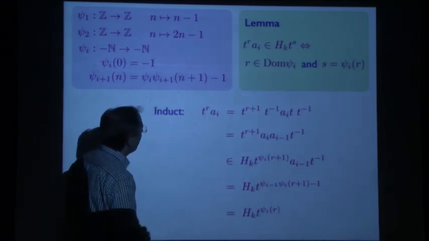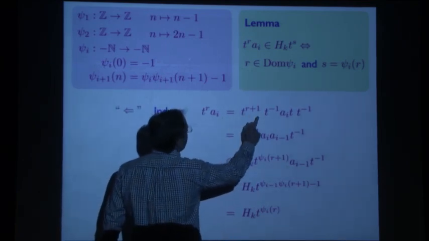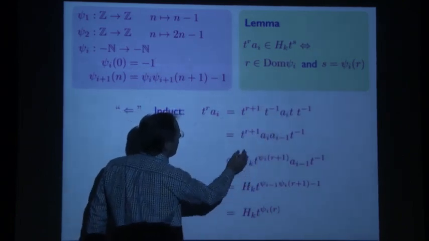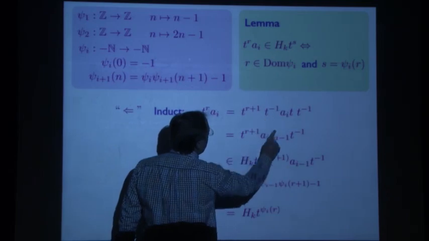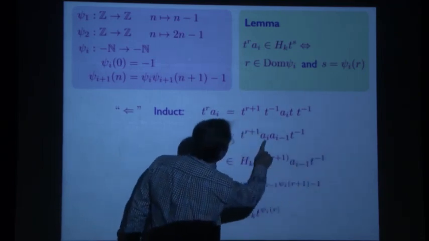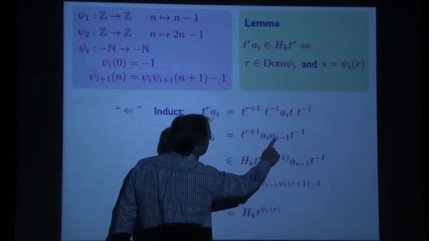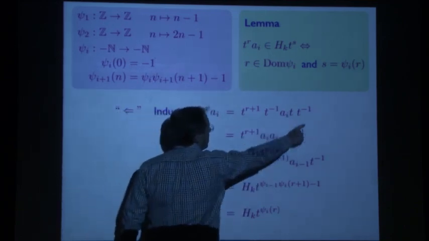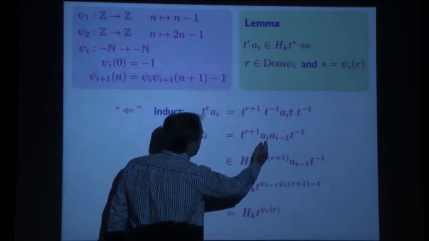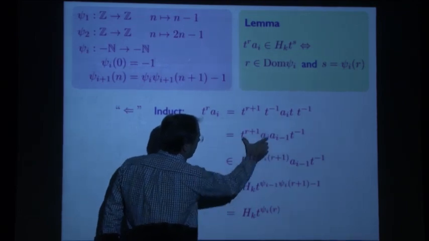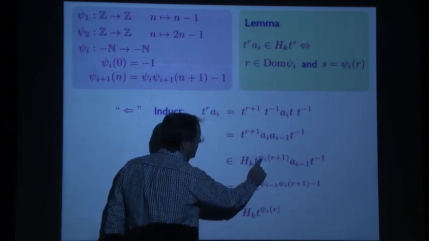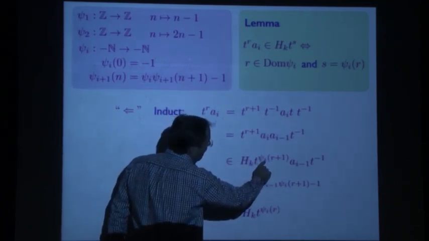So t to the r a_i equals, well, I'm just going to put in a t inverse at the front and a t inverse at the end. Now that's t to the r plus 1 times, this is conjugating a_i by t, but in the relations, that gives me a_i times a_{i-1}, and I've still got that t inverse at the end. But now we can push t to the r plus 1 through a_i, or that is, t to the r plus 1 times a_i by induction is in H_k times t to the psi_i of r plus 1.